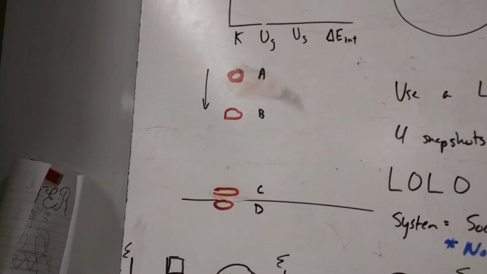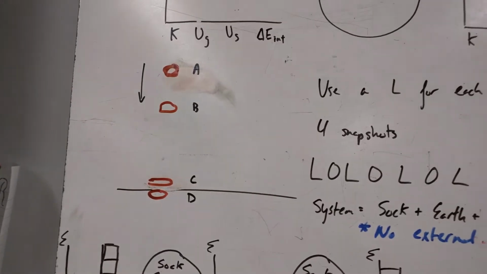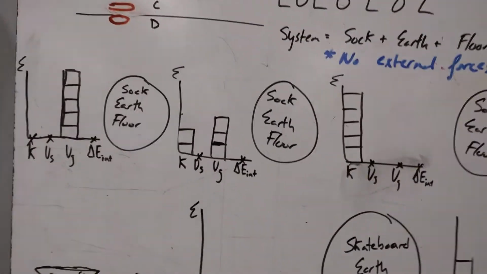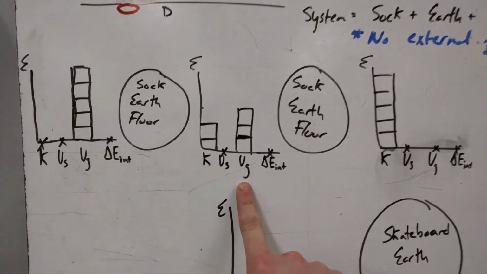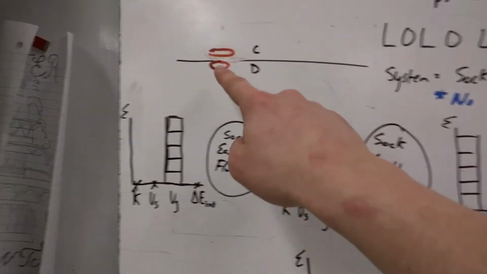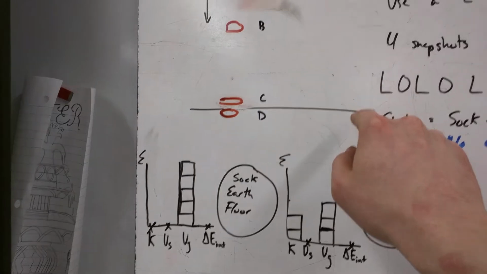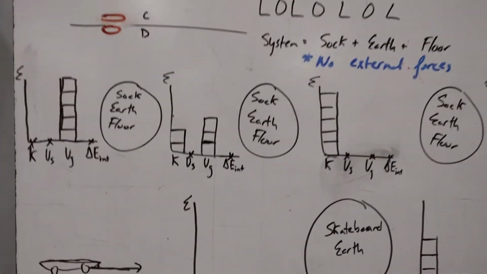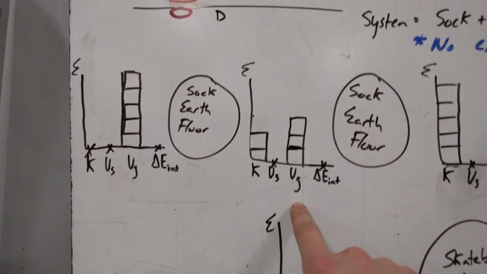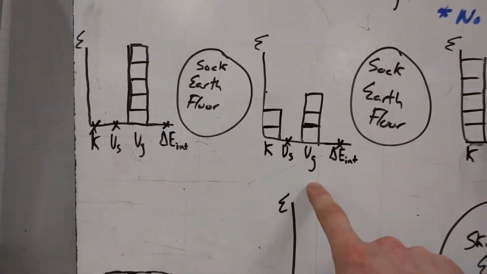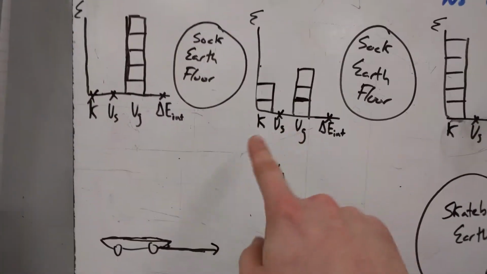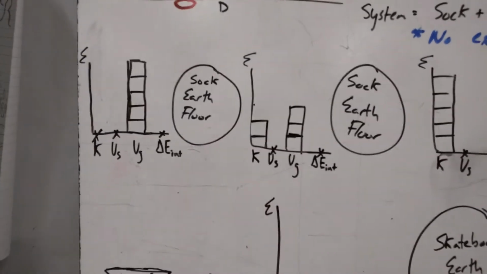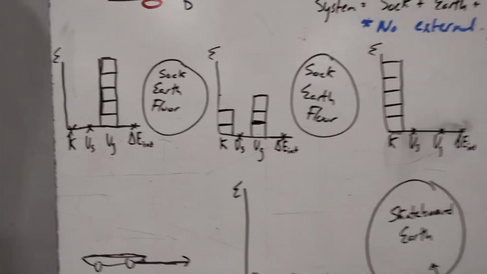The next thing is B. So you see here in B, the sock has fallen down a little bit, but it's still up in the air. So I still have some potential energy. I defined the ground to be 0, and up here is some positive energy. So I've got some gravitational potential energy, and since it's fallen a little bit, it's picked up some speed, so it also has kinetic energy. I still have 5 blocks, but now they're distributed a little bit differently.